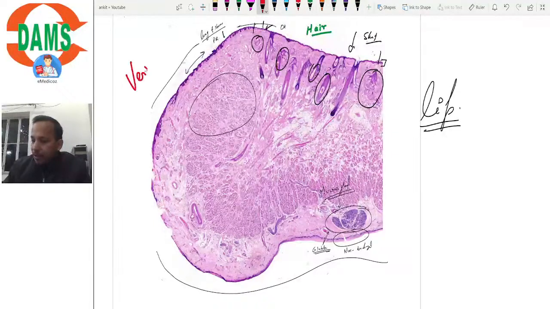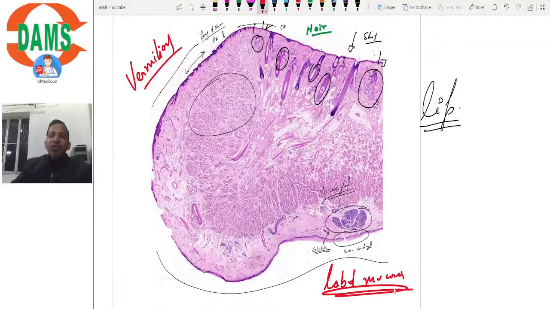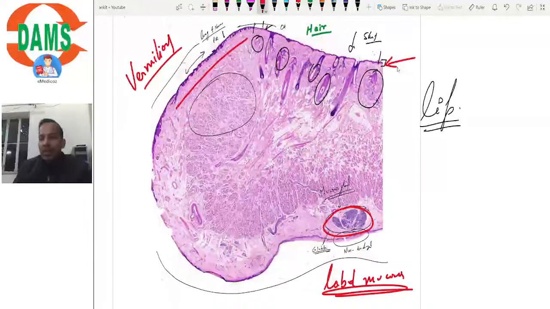This is the vermilion, and this is the inner labial mucosa, isn't it? So this tissue shows the transition from skin to the labial mucosa. You can identify the mucus salivary gland, minor mucus salivary gland. Then you can easily identify the parakeratinized tissue, parakeratinized epithelium, and the orthokeratinized skin.